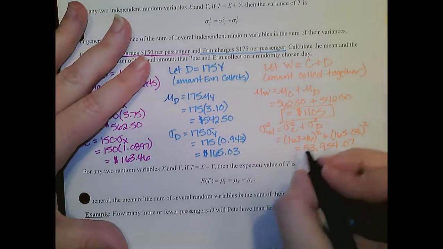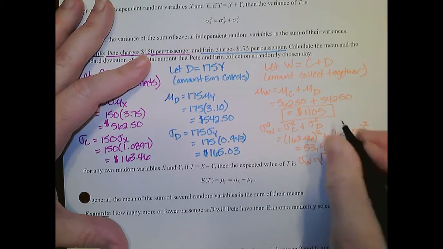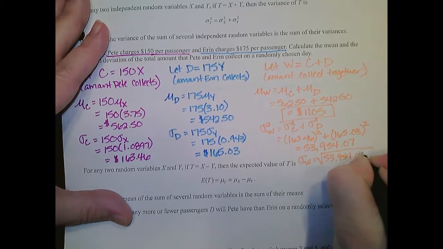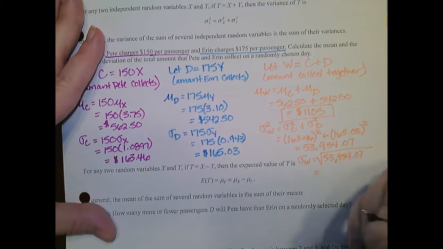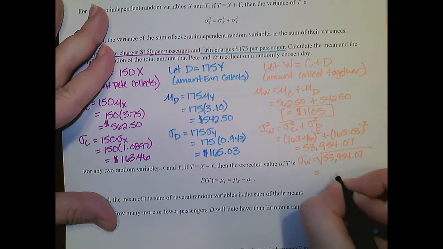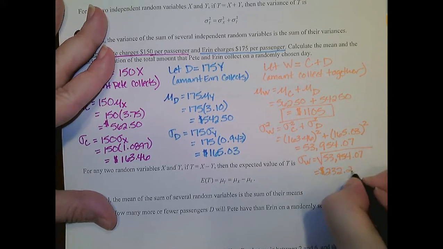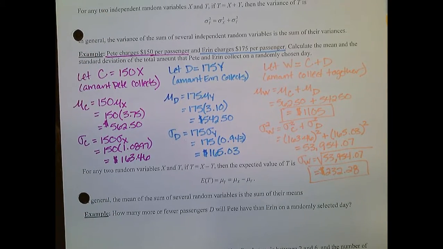So then to finish that up, to find the standard deviation of W, we're just going to simply take the square root of the variance, that 53,954.07, which gives us a standard deviation of $232.28. So the typical amount that they will collect on any randomly selected day would be $1,105. And that would vary by as much as $232.28 typically.